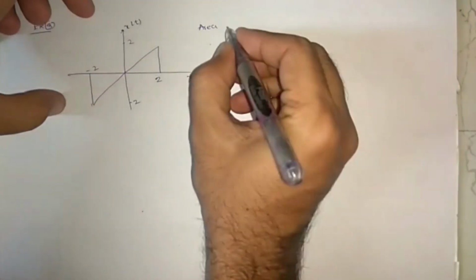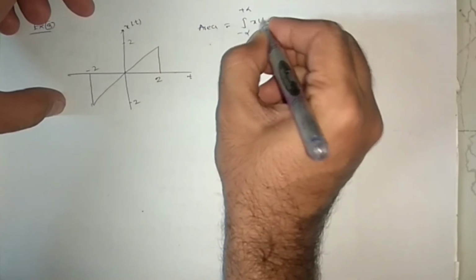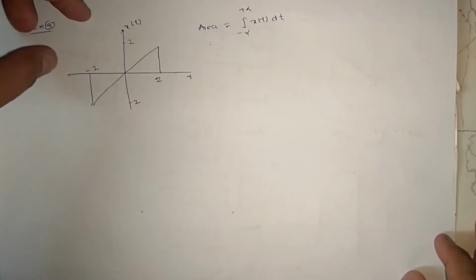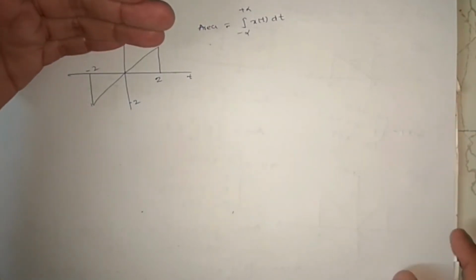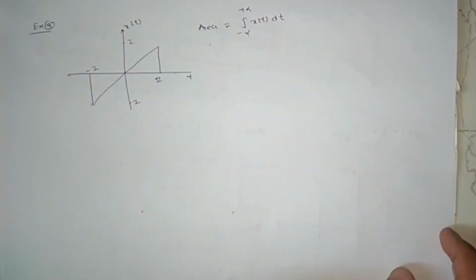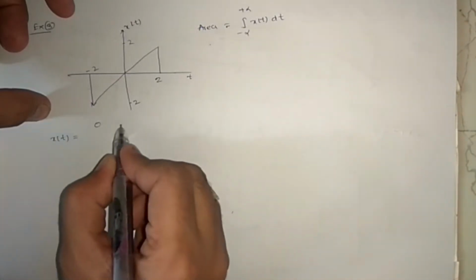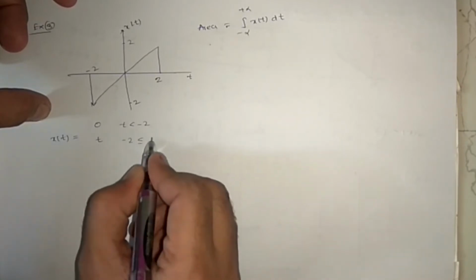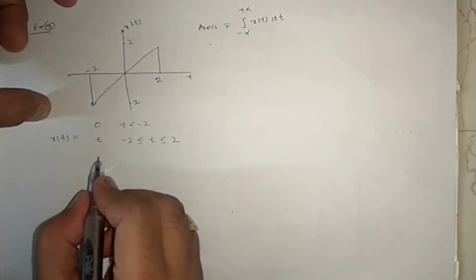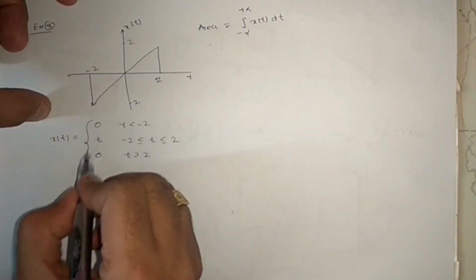Let us see this example. So area, we know the formula: integral from minus infinity to plus infinity of x of t dt. Here whatever the positive area is, gets cancelled by the negative area. So let us see x of t: 0 for t less than minus 2, t for minus 2 less than or equal to t less than or equal to 2, and 0 for t greater than 2, right?